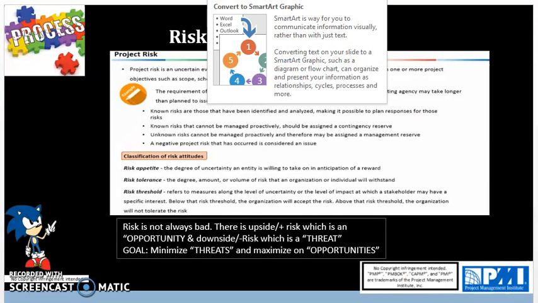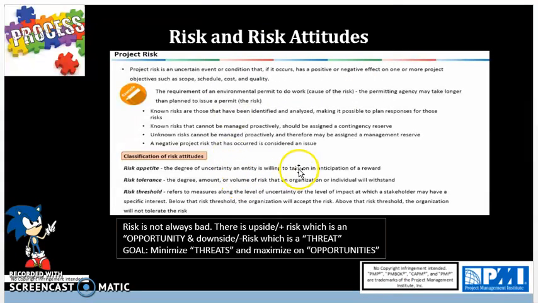Threshold is the maximum. So once a tolerance has been defined, then the threshold is how much further after tolerating the risk they can go before they will turn down the project. So it refers to the measures along the level of uncertainty or level of impact at which a stakeholder may have a specific interest. Below the risk threshold, the organization or individual will accept the risk. Above the risk threshold, the organization or stakeholder may not tolerate the risk further.